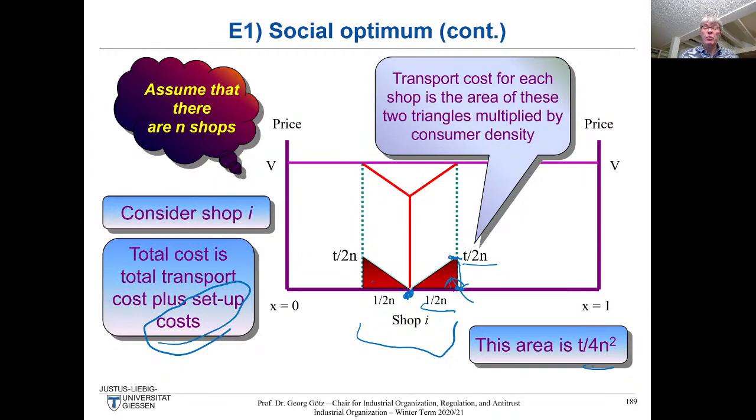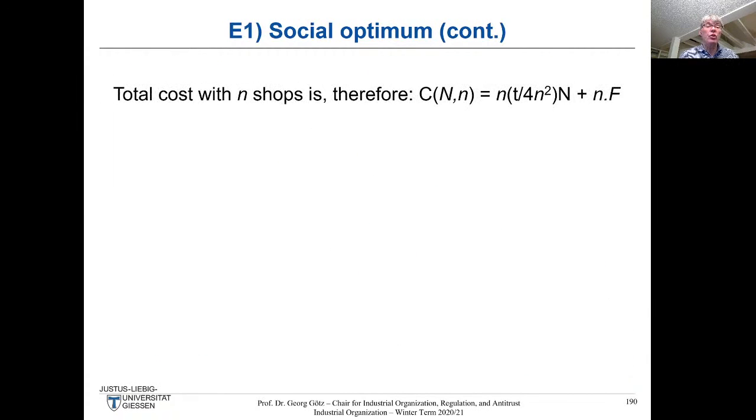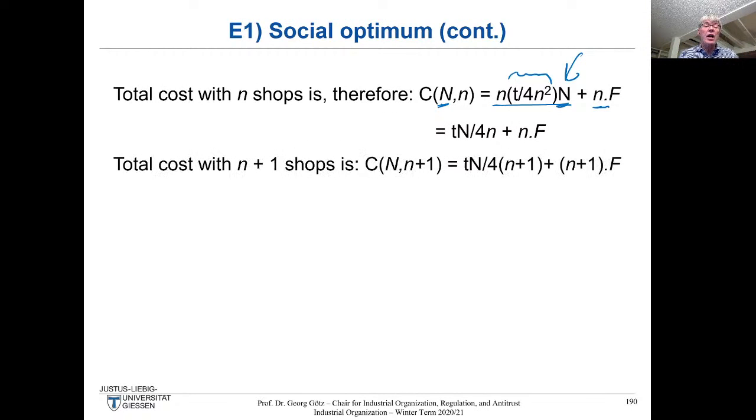Okay, but once we have this, we know our total cost is simply, if we have capital N, of course, because that determines our output, this is just our transport cost, N times this t over 4n. So this was these two red triangles. We have n of these triangles because we have n of these shops, and we have, of course, a density capital N, plus n times the fixed cost. And what we want to do, and that's how we can write it then, and that's what we do.